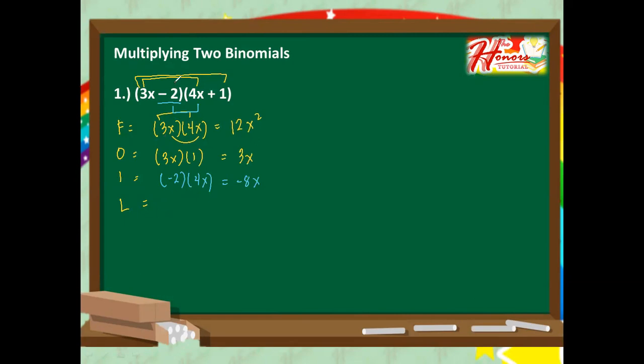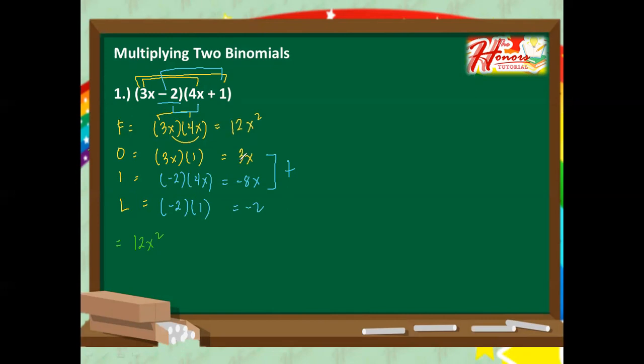Last term, letter L, that's negative 2 times 1. Negative 2 times 1, that is negative 2. Why? Because negative times positive is negative and 2 times 1 is 2. Combine this, add this. And for the rest, copy it. Copy 12x squared. It doesn't have any partner. 3x minus 5 minus 8x.